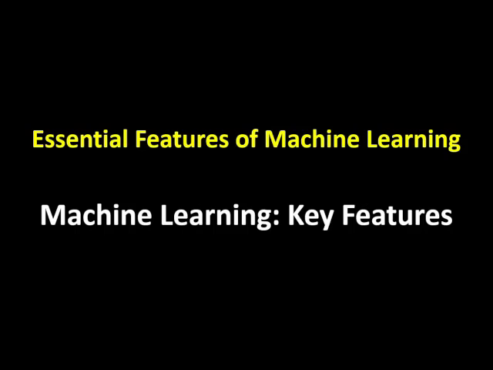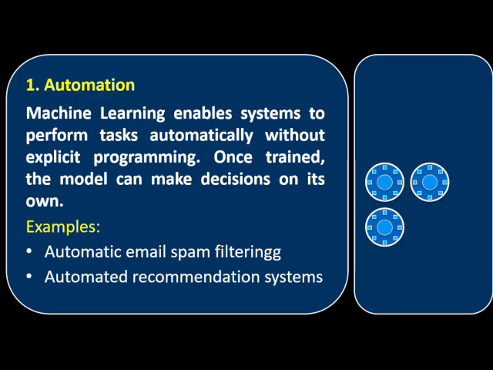Today we will see the essential features of machine learning. The first one is automation. Let us start with the most important feature, automation. Machine learning enables a system to perform tasks automatically without explicit programming. Once trained, the model can make decisions on its own. Example, automatic email spam filtering, automated recommendation systems.